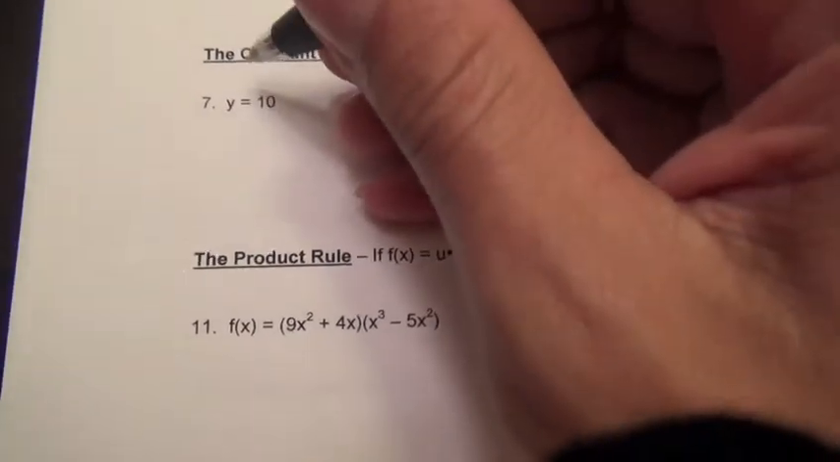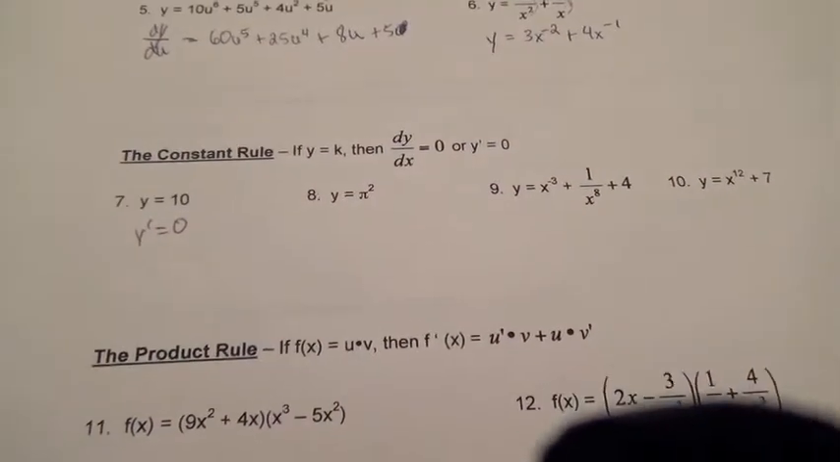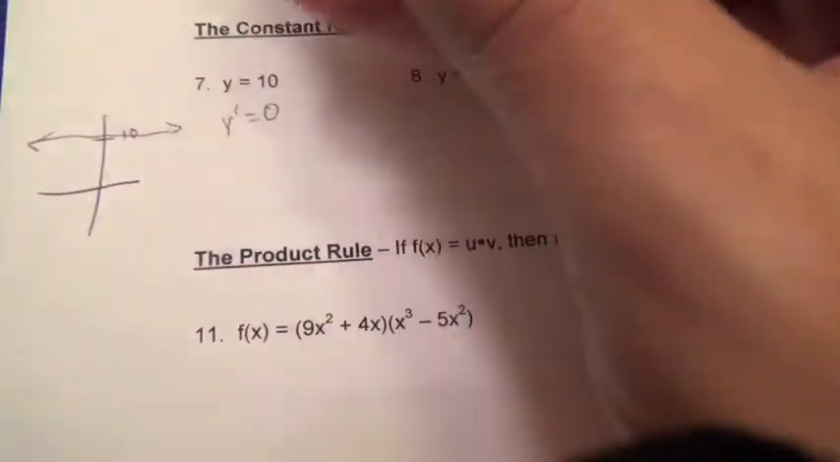By rule, what we just read here is the derivative of this should just be 0. Quick, simple, the derivative is 0. The reason for that is if you think about what y equals 10 is, do that over here. It's a horizontal line through 10, and you've known this for some time now.